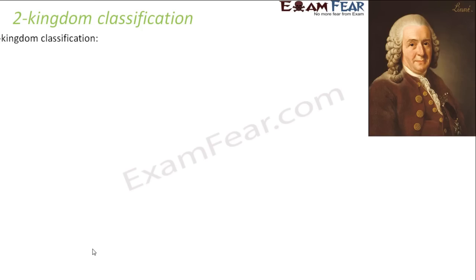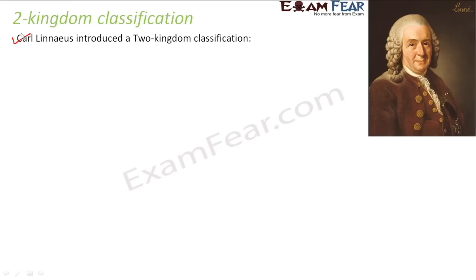So after some time came up a classification which was known as the two kingdom classification. This was given by Linnaeus. So Linnaeus introduced this two kingdom classification looking at the failure of Aristotle's classification. So what did he try to do? He kept it very simple. He just introduced two kingdoms. One is Plantae and the other one is Animalia. So he said that whatever living organisms exist on this earth, they have to fall under one of these categories. One is plants, the other one is animals.